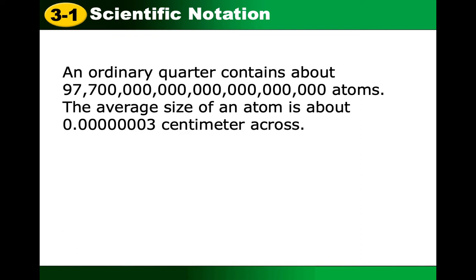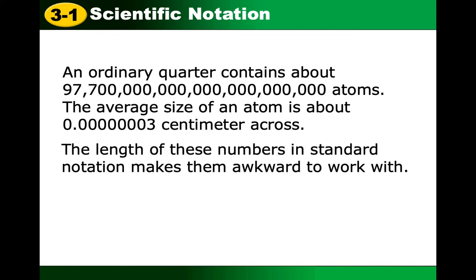An ordinary quarter contains about 97 billion trillion atoms. That's a lot of atoms and a lot of zeros. The average size of an atom, however, is about 30 billionths of a centimeter across. Now you see how both these numbers are very large and have lots of zeros in them. Large meaning long. Actually, 30 billionths of a centimeter is very, very small, obviously.